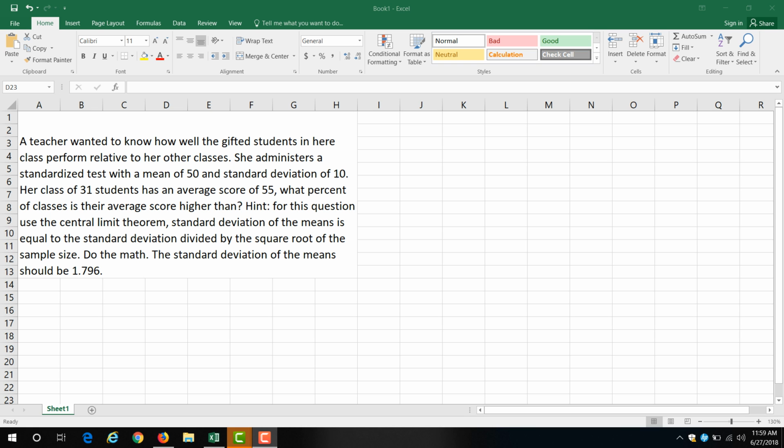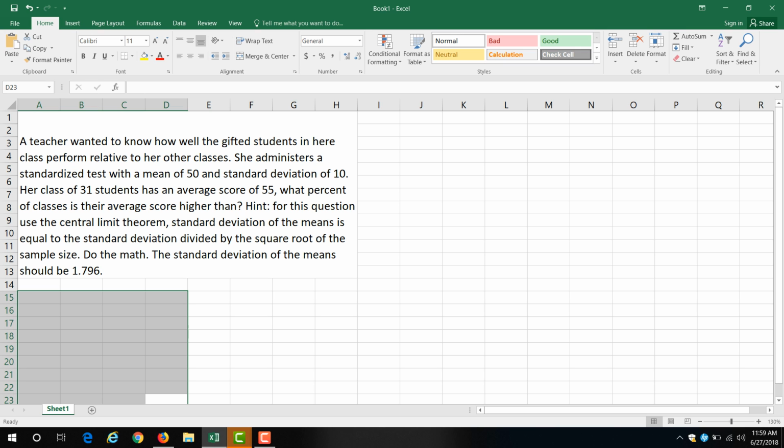Okay, this is question 2 off Unit 2 on the quiz. A teacher wanted to know how well the gifted students in her class performed compared to other classes. So she wants to know what percentile they're banging at. She administers a standardized test with a mean of 50, standard deviation of 10. She's got 31 students and has the average score of 55. What's the percentile?